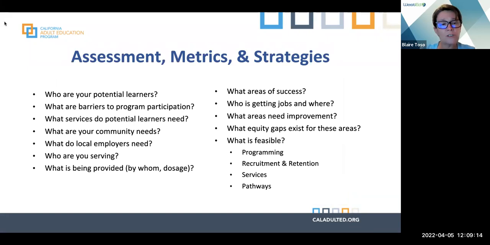Next slide, please. This is about using assessments, metrics, strategies, and tools to explore these questions. We'll be doing that by using the same questions posed in the 3-year planning guidance so that you can see how these are aligned with one another.